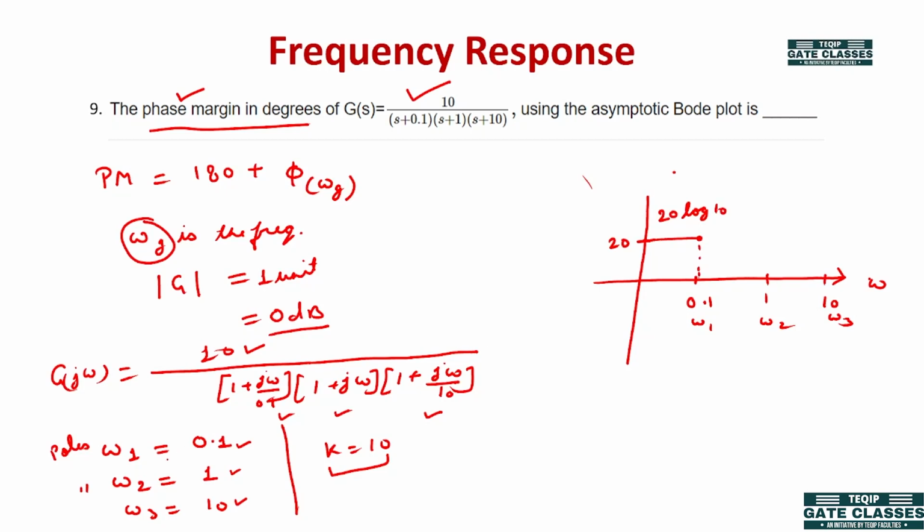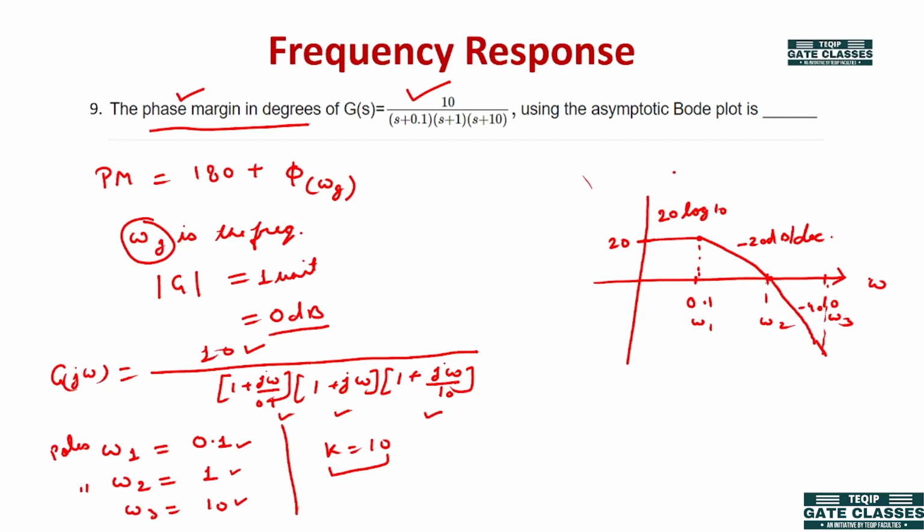0.1. At 0.1 we have this pole of first order, that means at this point the slope would become minus 20 dB per decade. So this is one decade, 10 means, so this would become 20 to 0 at this point, minus 20 dB per decade. Okay, at this point, omega 2, we have again one more pole of first order. So at this point the slope would become minus 40 dB per decade.